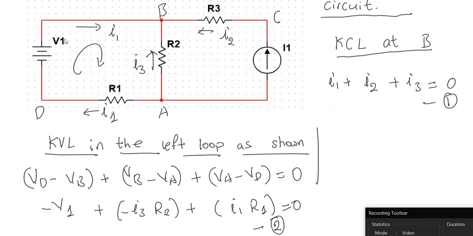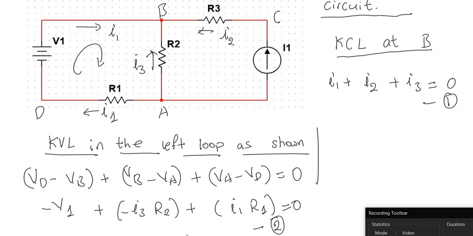According to the definition of V1, this voltage source, VD minus VB will be equal to minus V1. Using Ohm's law, VB minus VA, this term, should be a current from B to A, which will be minus I3 times the resistance R2. Similarly, using Ohm's law, VA minus VD will be the current from A to D, which is I1 times R1. So, this should be equal to 0. This will be our equation 2.